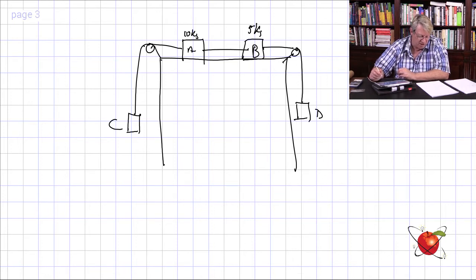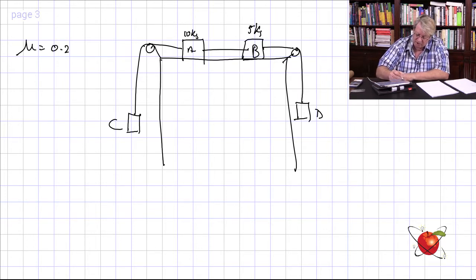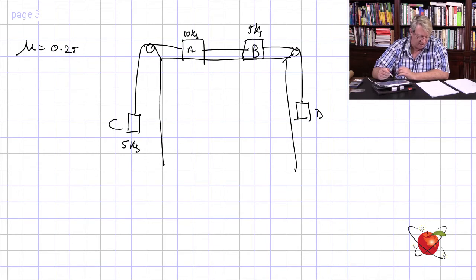It says the coefficient of friction between A and B and the surface is 0.25. So given mu equals 0.25, we know that. A and B are joined together. If a 5 kilogram mass is placed at C, calculate the mass that needs to be placed at D to keep the masses A and B on the table.